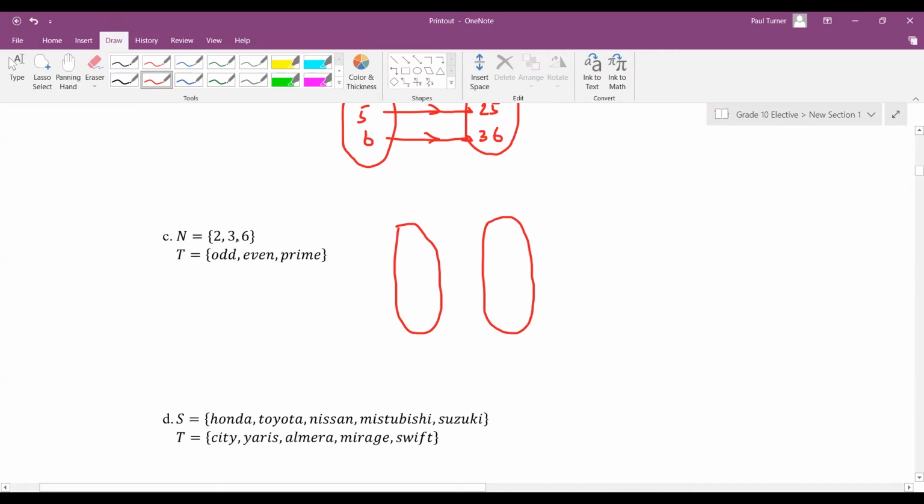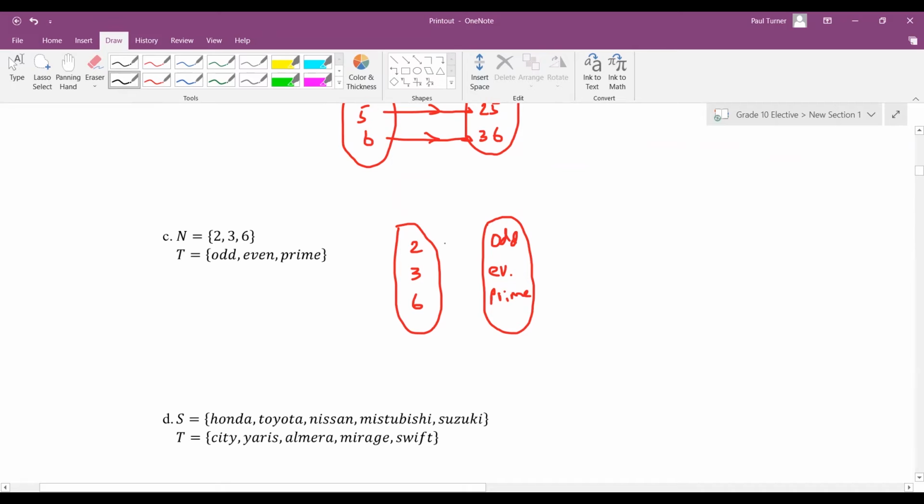So if you haven't done it, you pay attention. So two, three, and six. And odd, even, prime. So odd, even, prime. So in this case, we need to see which one is which.